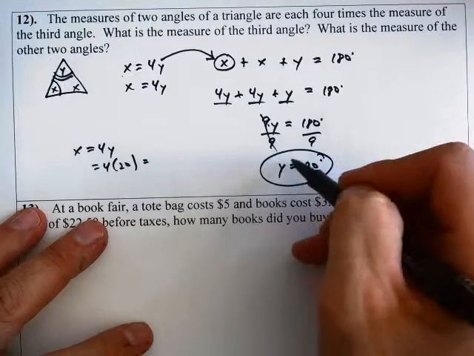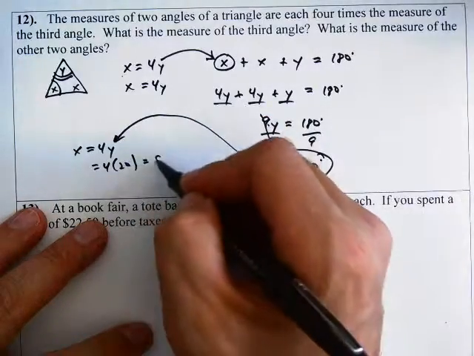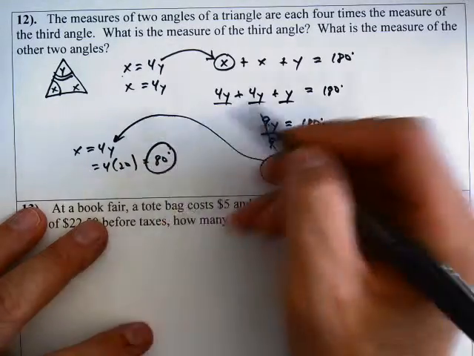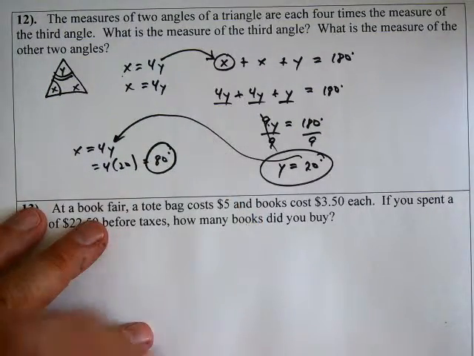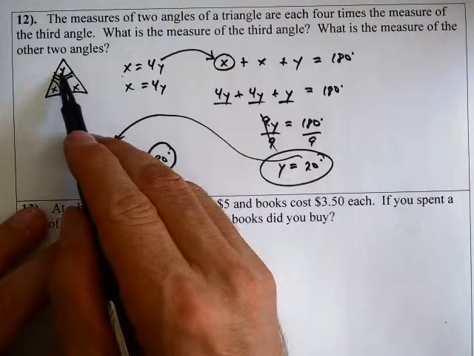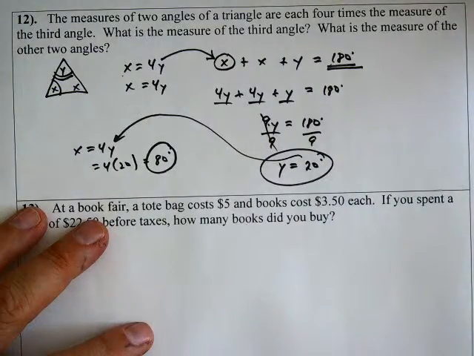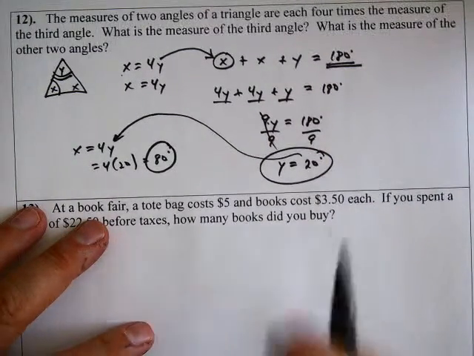I could just substitute in 20 right there. 4 times 20 is 80. Boom. That's what x is. And now I can double check. What's 80 plus 80? 160 plus 20, 180, like it should be. So we know we got it right. Yep, Mom, Dad, that's another one right.